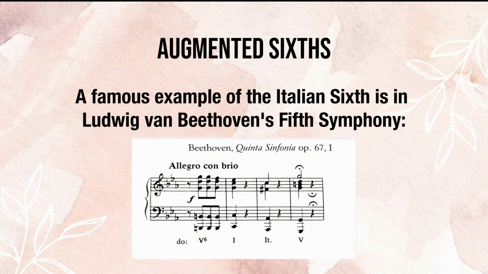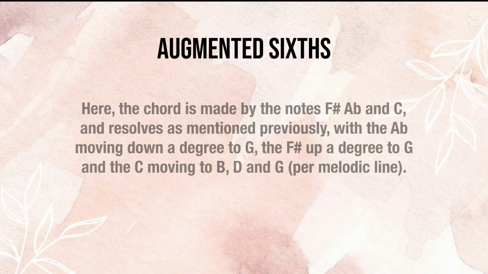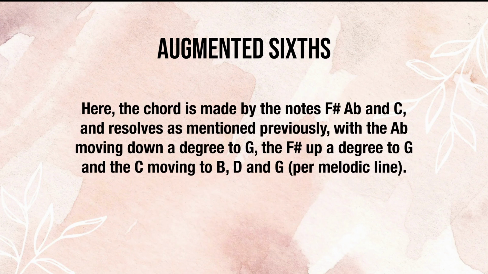A famous example of the Italian sixth is in Ludwig van Beethoven's 5th Symphony. Here, the chord is made by the notes F sharp, A flat and C, and resolves as mentioned previously, with the A flat moving down a degree to G, the F sharp up a degree to G, and the C moving to B, D and G per melodic line.